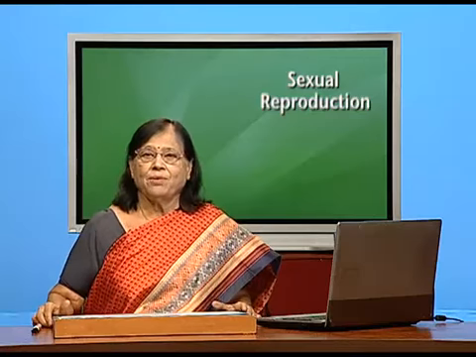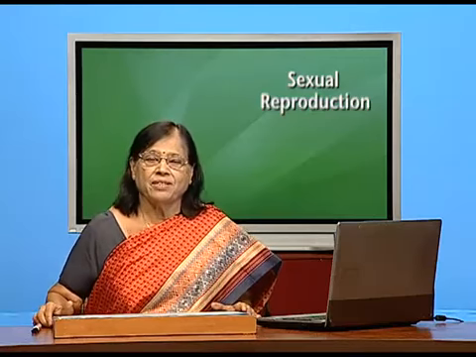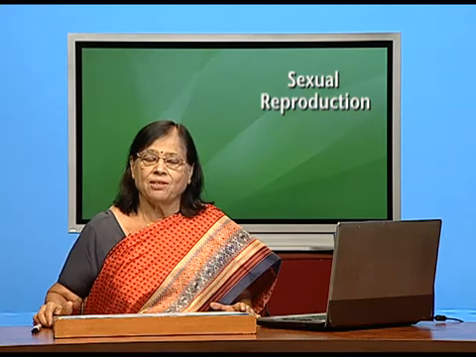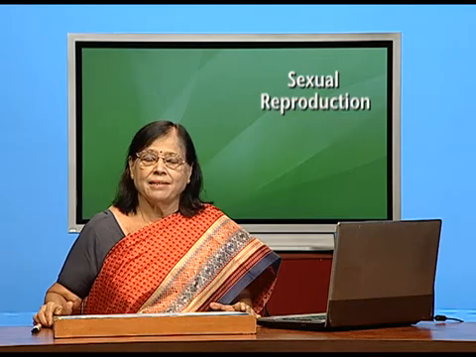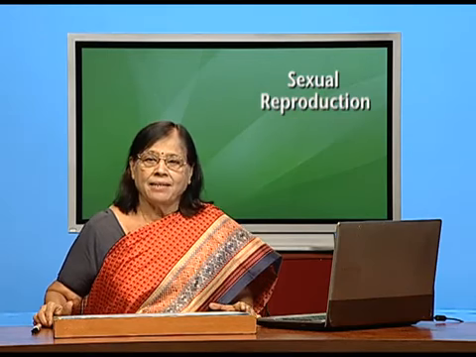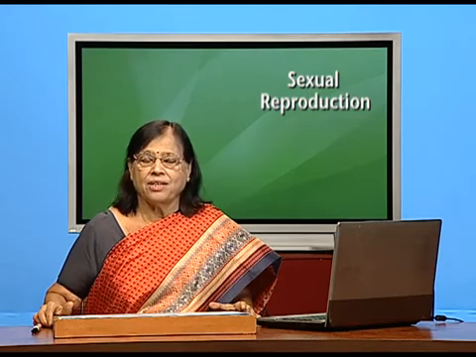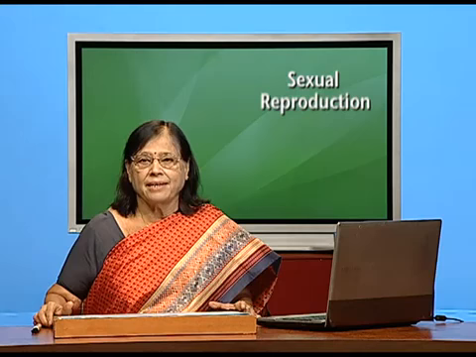With this, we have come to the end of male reproductive system, which includes testis, epididymis, vas deferens, seminal vesicles, prostate, Cowper's gland, and penis. Testis is the primary sex organ, and all other organs are secondary sex organs or accessory sex organs.